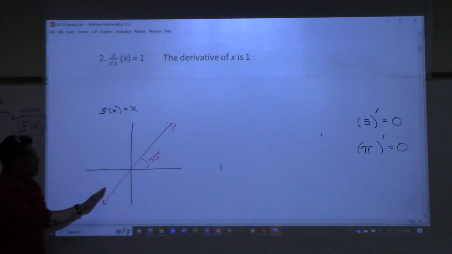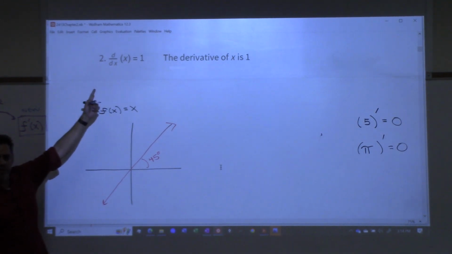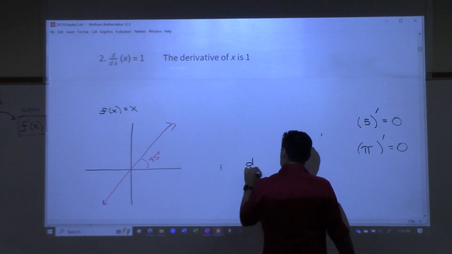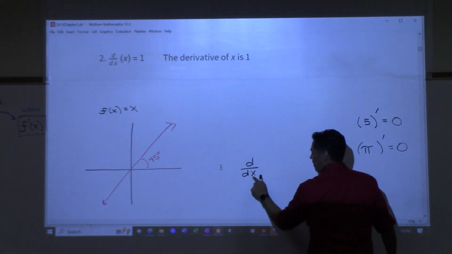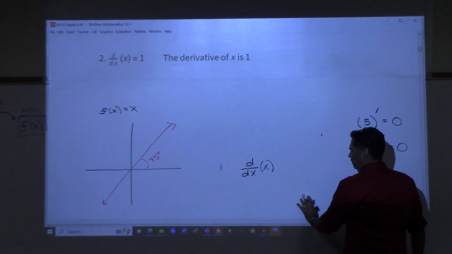So if I go to any point on this graph, what's the slope of the tangent line? 1, right? Does that make sense to you? The derivative of x should be 1? So the derivative, treating x like the independent variable of x itself, is 1.